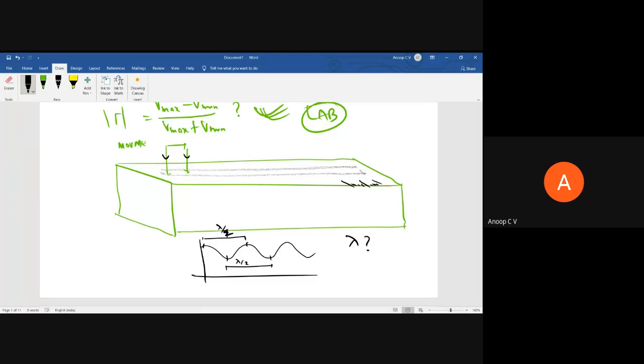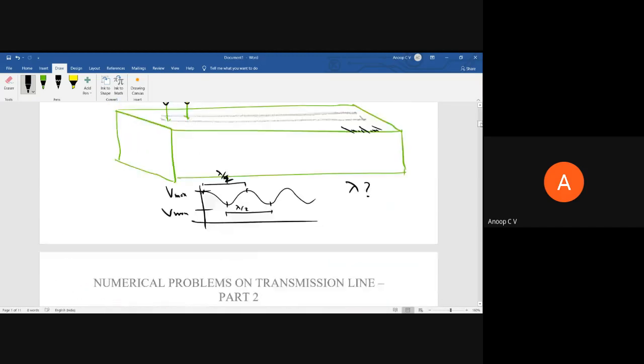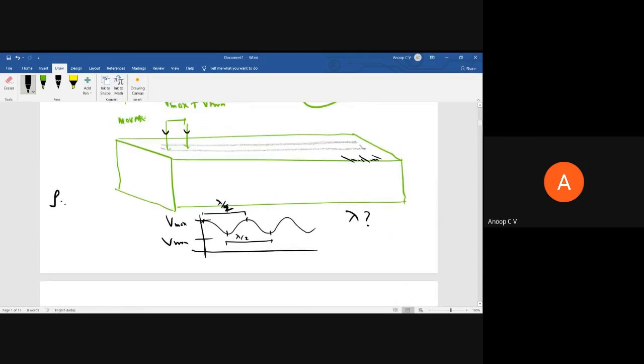And of course, if you have the magnitudes of Vmax and Vmin, then rho will be equal to Vmax by Vmin. You can find out the standing wave ratio as Vmax by Vmin. And you can find out the mode of gamma as Vmax minus Vmin divided by Vmax plus Vmin, right?